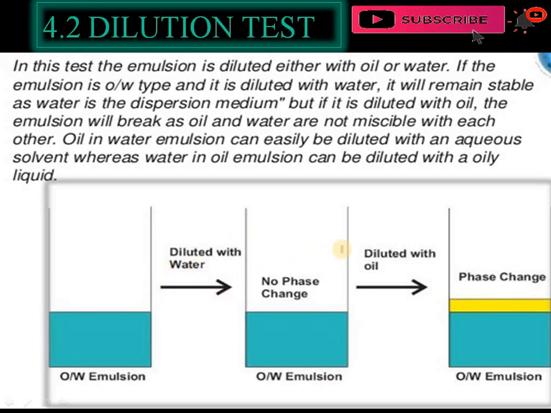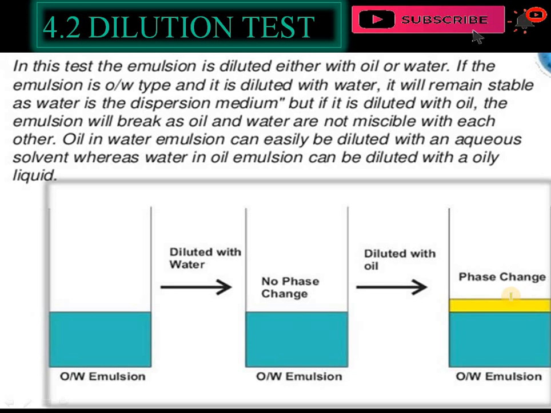But by adding oil to that emulsion, we get a phase change, so we can check whether it is a water in oil emulsion or an oil in water emulsion. If by adding oil the level of the emulsion increases and there is no separation, that means it is a water in oil type emulsion. If by adding water dilution happens, then it is an oil in water type emulsion.